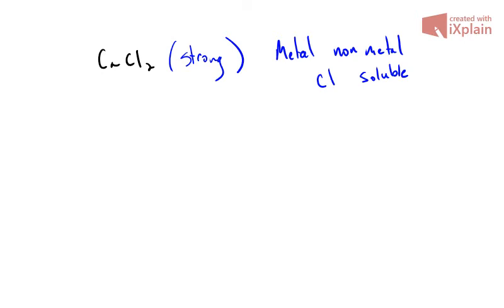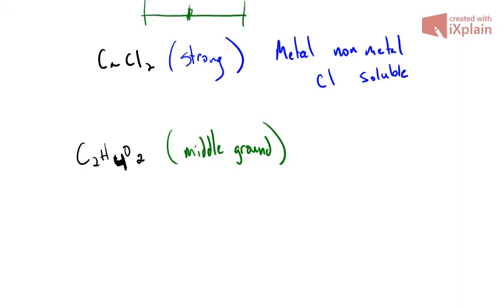Let's say C2H3O2. This is acetate. And we'll say it's acetic acid. Strong or weak? I would say this is a middle ground electrolyte. Okay, if we're thinking about it on a spectrum between strong and weak, I think it'd be around right here, because it is an acid.